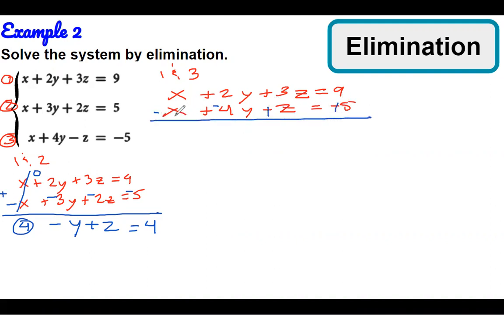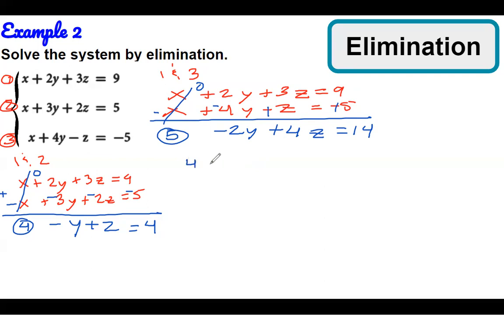All right. So let's go ahead and combine. 0, 2y plus negative 4y, negative 2y, 3z plus z, 4z, and we have 9 plus 5, 14. All right, this is equation number 5.